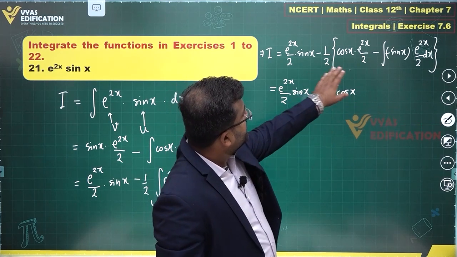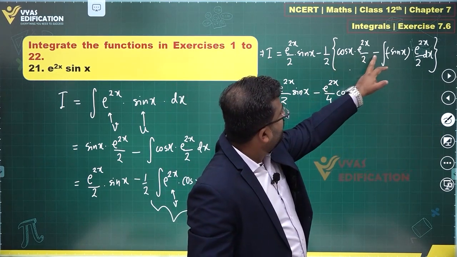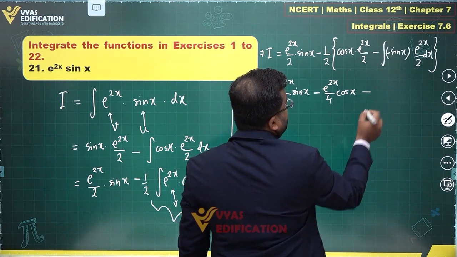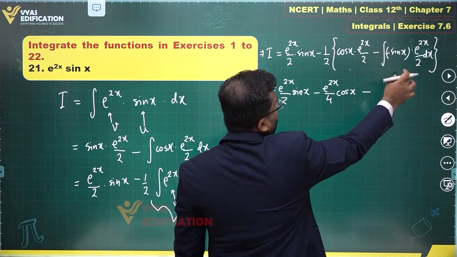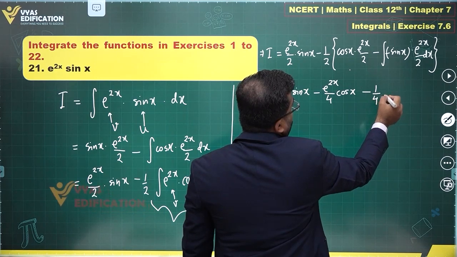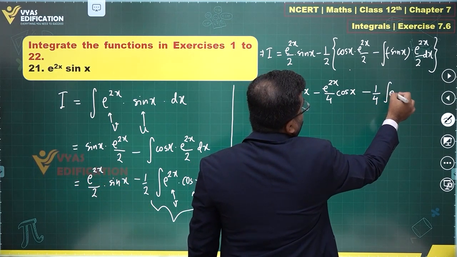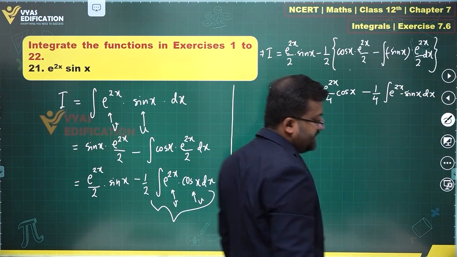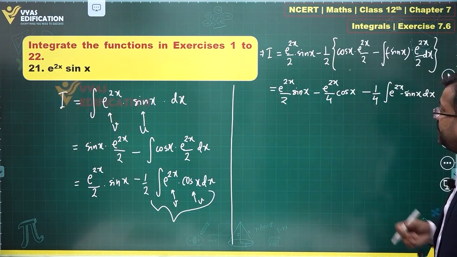And this minus 1 by 2 comes over here. Minus 1 by 2 minus minus, 3 minuses are there. So, okay, there remains a minus over there. Then you have 1 by 2 and a 2, that becomes 1 by 4. Integral of e power 2x times sin x dx. Do you observe this? Right? This is important to observe.